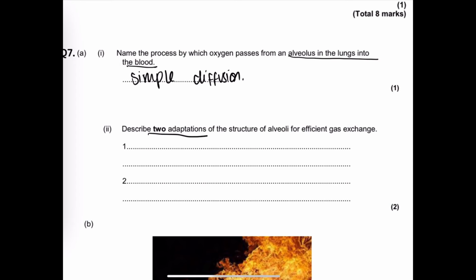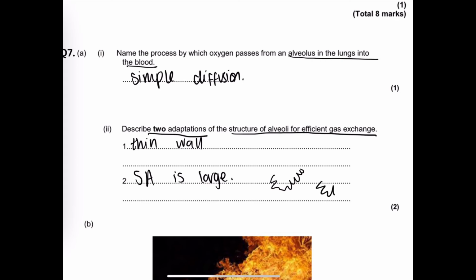Describe 2 adaptations of the structure of alveoli for gas exchange. Like the ones that we said before, it's always the same 2, and this is thin walls and also that the surface area is large. This is because there are lots of alveoli, and because there are lots of folds, there is more place and more surface for things to be able to go in and out and for the reactions to occur.